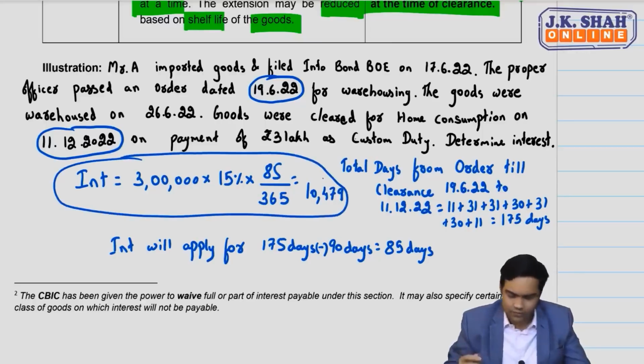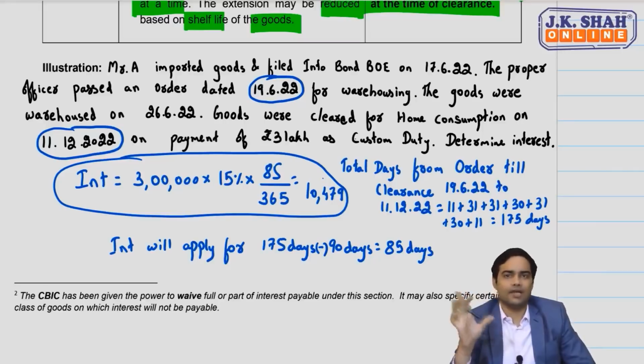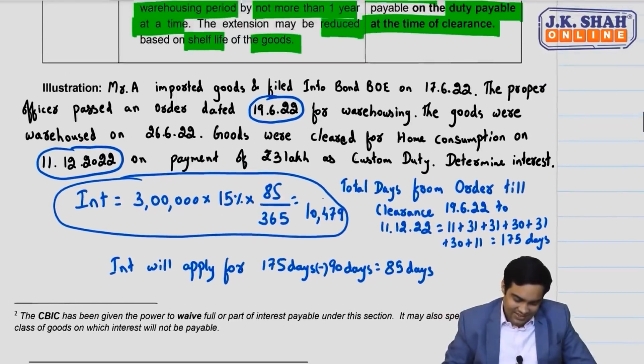So be very careful. First calculate the total number of days. Then 90 days interest will not apply. On the balance days, interest will be calculated. Clear with this? Be careful with the computation of interest in such cases. Okay.